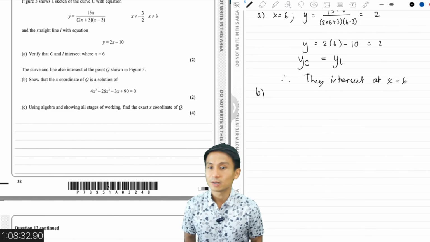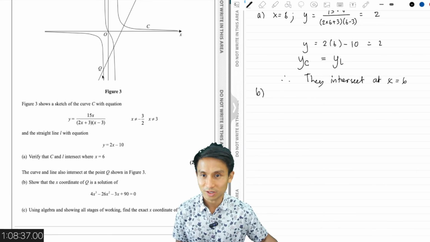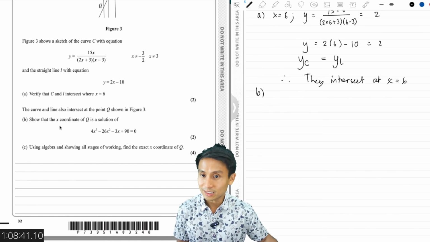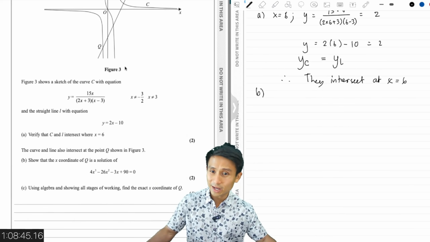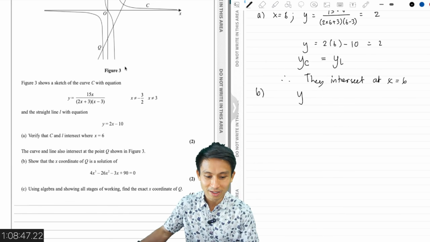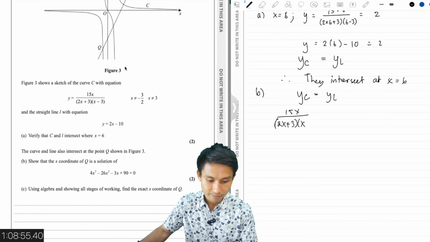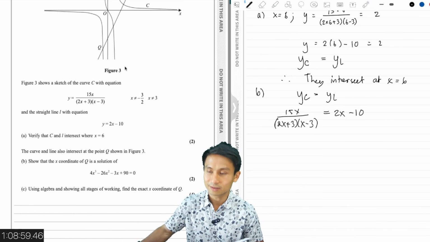Part B, the curve and the line also intersect at the point Q shown in the figure. Okay, down here in the 3rd quadrant. Show that the x coordinate of Q is the solution of that. All right, so basically we equate them, right? So we equate y curve equals y line, yeah? So we have 15x divided by all that equals 2x minus 10, all right?